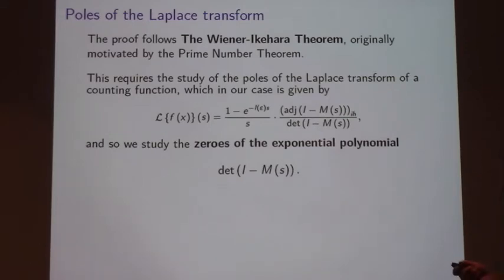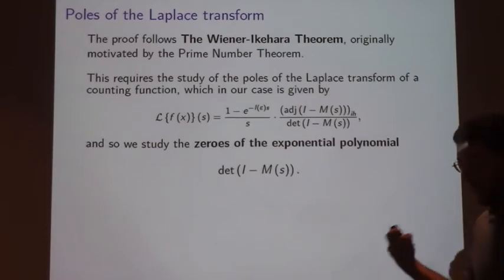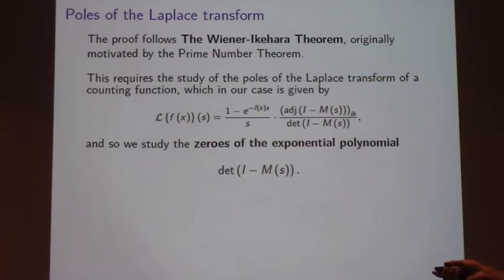And what you actually need to do to apply this Wiener-Ikehara theorem is you take your counting function, which in our case is the graph counting function, and you take its Laplace transform, and you study its poles. So what you essentially have to show is that there exists some real lambda where there's a simple pole, there are no other poles to the right, and there are no poles on the real part s equals lambda line.